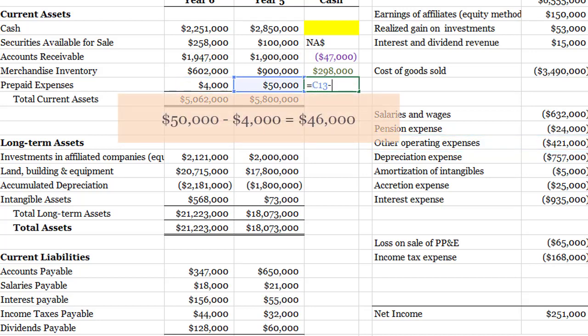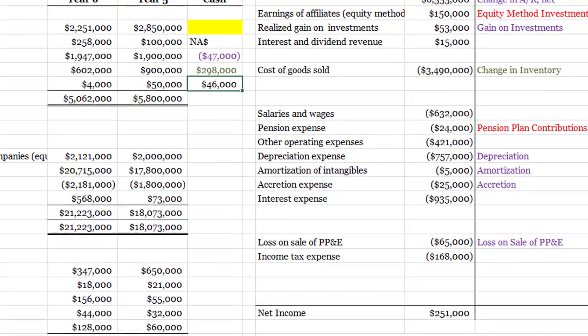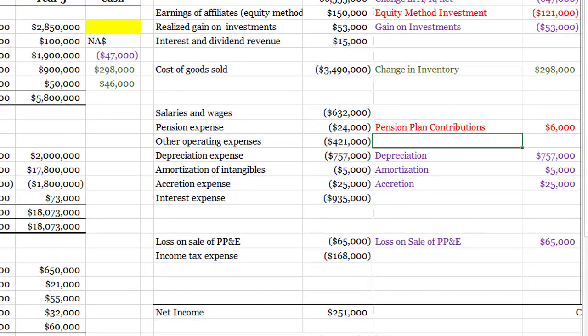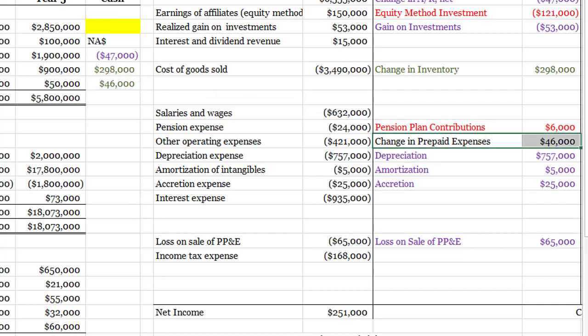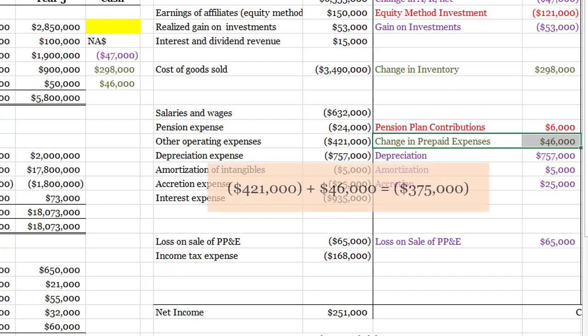So again, I'm going to take beginning minus ending, and I'm going to adjust change in prepaid expenses, $46,000. And when I net this out, my other operating expense is going to be 421. My cash outflow is going to be less than that because I didn't pay for it this year. I paid for some of it last year.